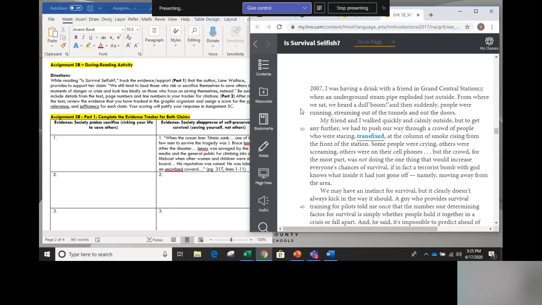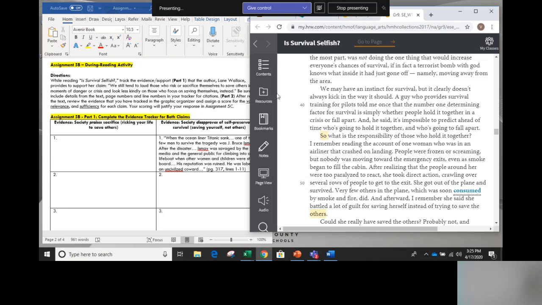But the crowd, for the most part, was not doing the one thing that would increase everyone's chances of survival, if in fact a terrorist bomb with God knows what inside of it had just gone off, namely moving away from the area. We may have an instinct for survival, but it clearly doesn't always kick in the way it should. A guy who provides survival training for pilots told me once that the number one determining factor for survival is simply whether people hold it together in crisis or fall apart. And, he said, it's impossible to predict ahead of time who's going to hold it together and who's going to fall apart. So what is the responsibility of those who hold it together?